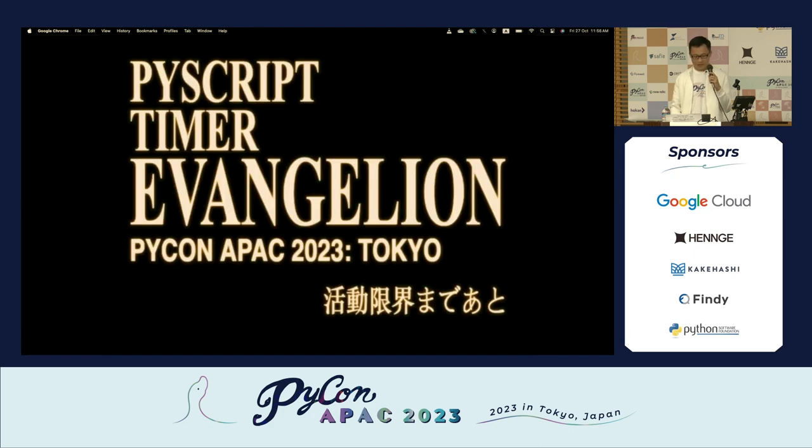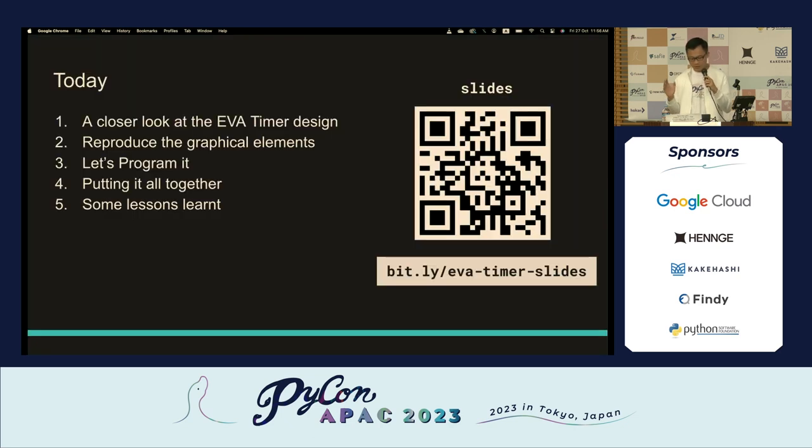Okay. Now today, the topic is Evangelion Timer implemented using PyScript. So let's start. For the agenda, we'll first take a close look at the Evangelion Timer design itself, and then I'll explain how to reproduce the graphical components. Then I'll talk about how to program it, and then we'll see what it looks like after putting them together, and then we'll discuss some of the lessons learned. The slides you can get from this QR code or the link here.